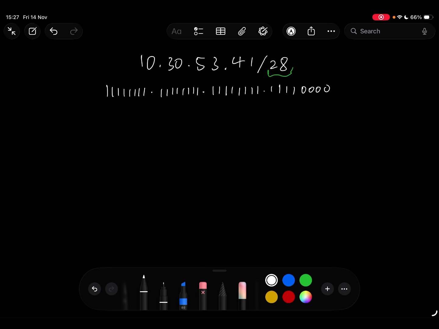So I'm just going to label them. I'm going to label this blue, this is the network portion. I'm going to label this the host portion, red. Okay. And we could convert that to denary if you wanted, but in this case it probably wouldn't help us, so I'm just going to leave it in binary form.